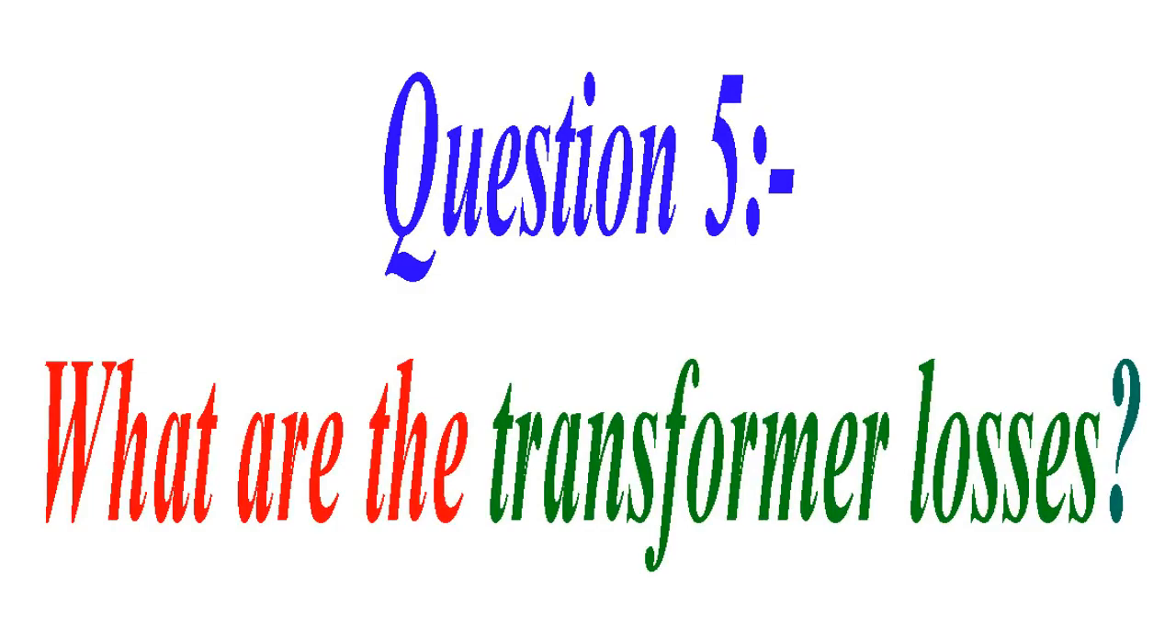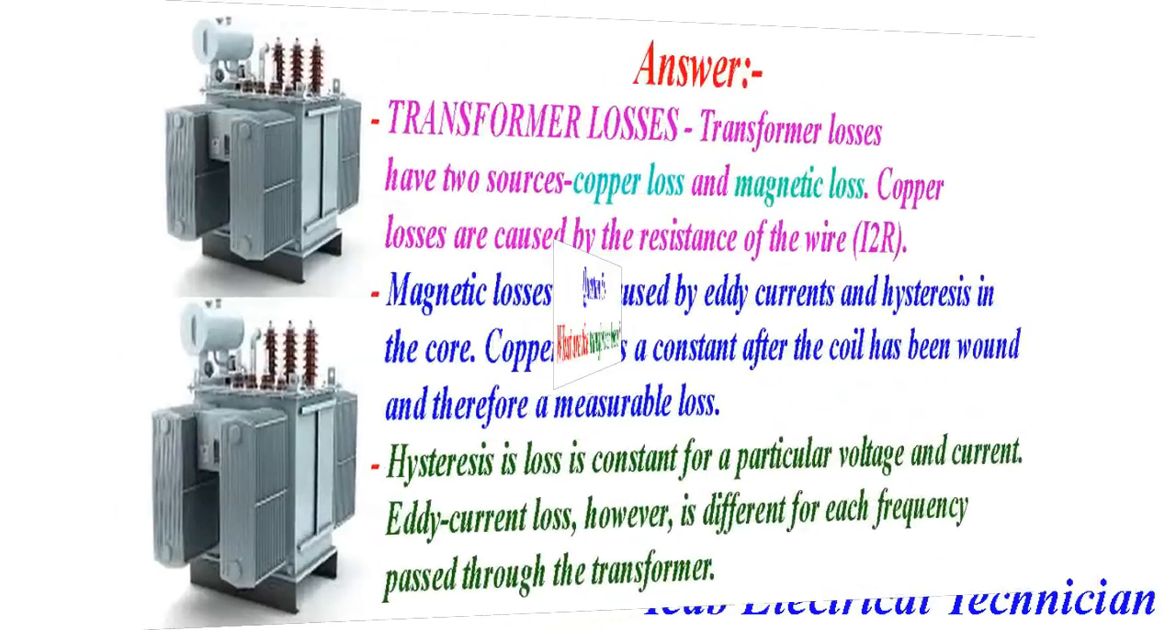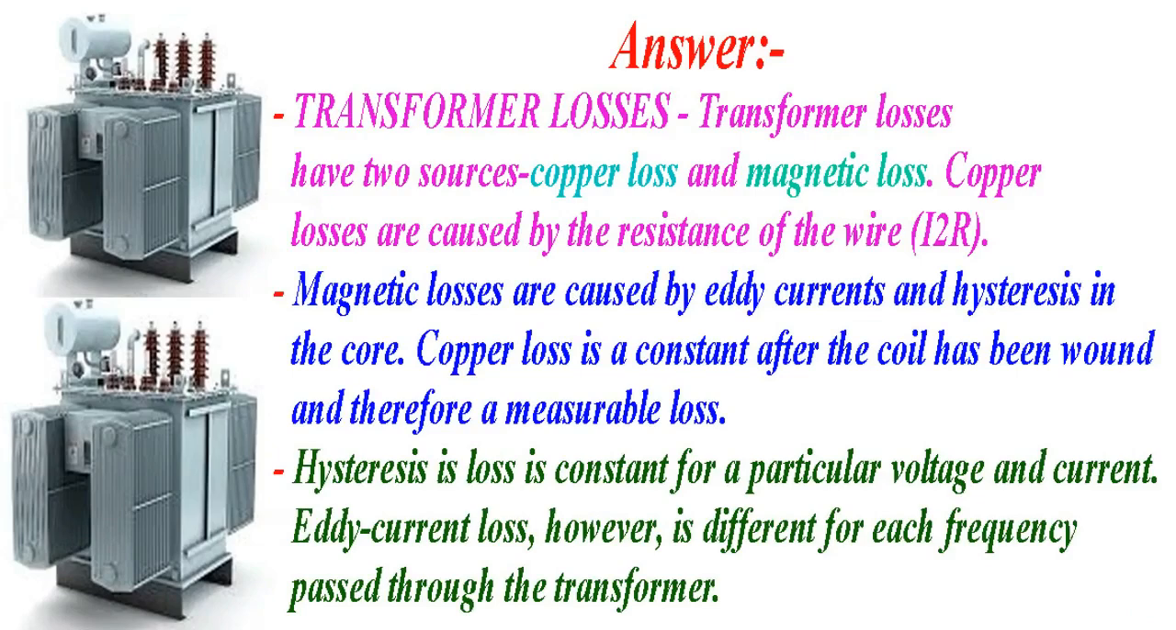What are transformer losses? Transformer losses have two sources, copper loss and magnetic loss. Copper losses are caused by the resistance of the wire, that means I square R, and magnetic losses are caused by eddy current and hysteresis in the core. Copper loss is constant after the coil has been wound and therefore is a measurable loss. Hysteresis loss is constant for a particular voltage and current. Eddy current loss, however, is different for each frequency passed through the transformer.